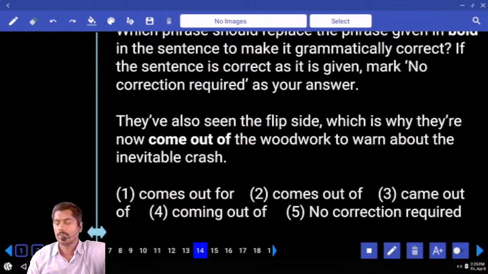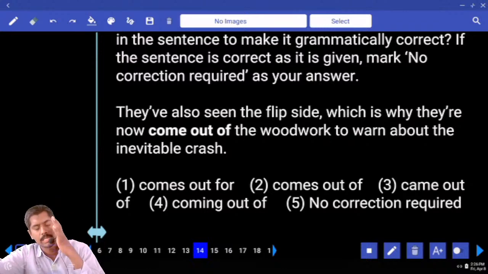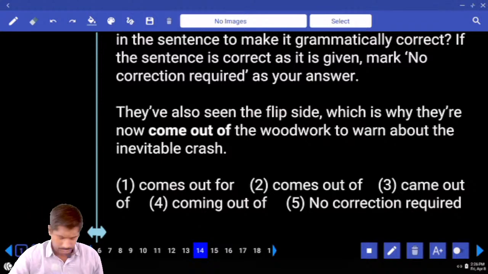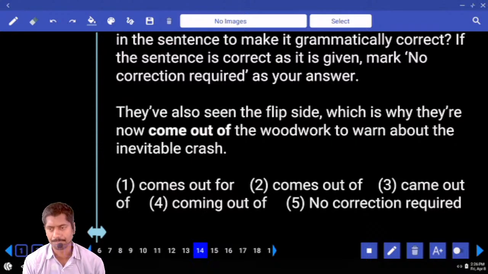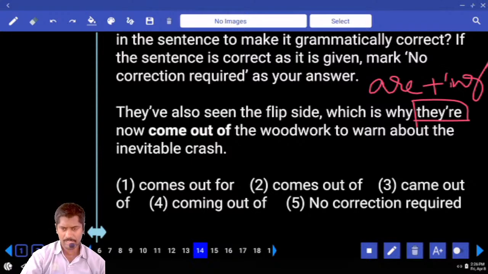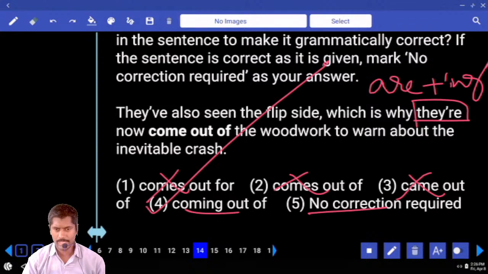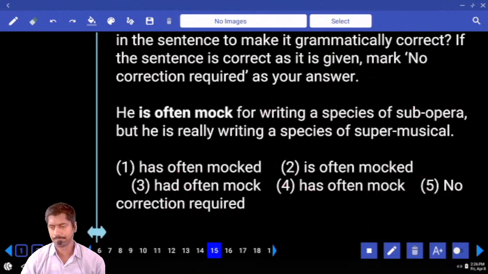We need to find out, we need to interchange the bold word. Means, is that correct according to the given sentence? If it is not correct, bold words, we need to change with 1, 2, 3, 4. They've also seen the flip side. Flip side means other side, which is why they are. After R, we take ing. There comes no, there came no, the coming yes, there come. Answer? Fourth option, they are now coming out of the woodwork.